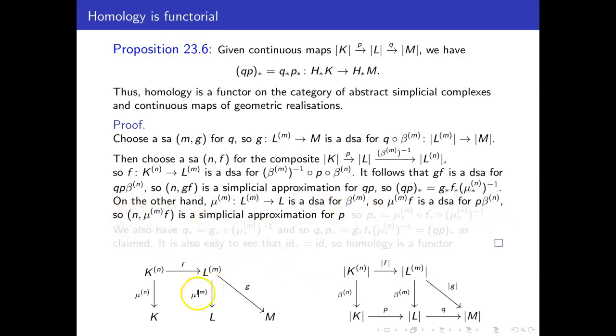So just looking again at what we've got in the diagram here, it's saying that if we take this f here, compose with this mu bracket m, that's a map from k bracket n to L, and that's giving us a simplicial approximation for this P here. So we can use this to understand what P lower star is. We have to do the map induced by this thing here, which is mu m star f star, and compose with the inverse of the map in homology induced by this guy here, which is mu n star inverse.